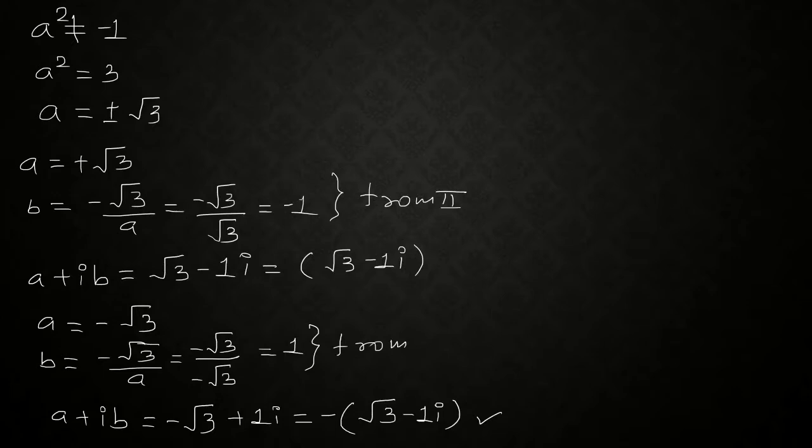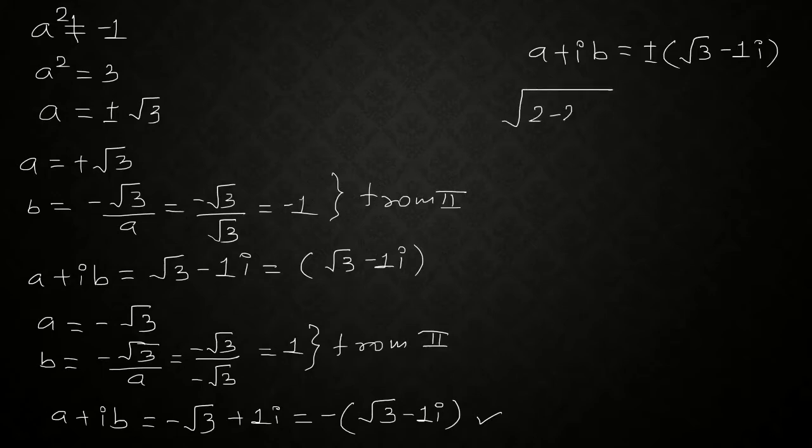So now we have the answer of a plus ib, which is nothing but the square root of a complex number. So the answer for a plus ib we got is plus minus, in a bracket, root 3 minus 1i. But the original question for a plus ib was the square root of 2 minus 2 root 3 i, and its answer we obtained as plus minus root 3 minus 1i, which is the square root of the given complex number.